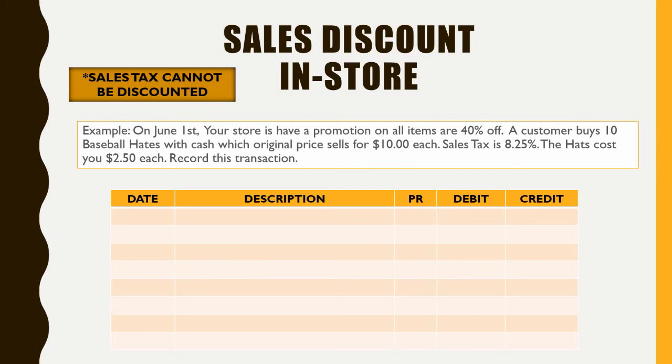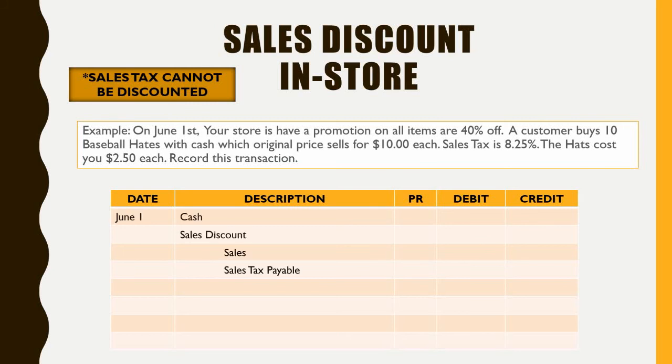Let's record this transaction. The first thing you have to do is recognize what has happened in the first place. In this case, a sale has happened. You sold 10 hats at $10 each, the original price, but because there's a store-wide sale going on, you also need to calculate 40% of that. So when you actually collect the money, you're collecting significantly less.